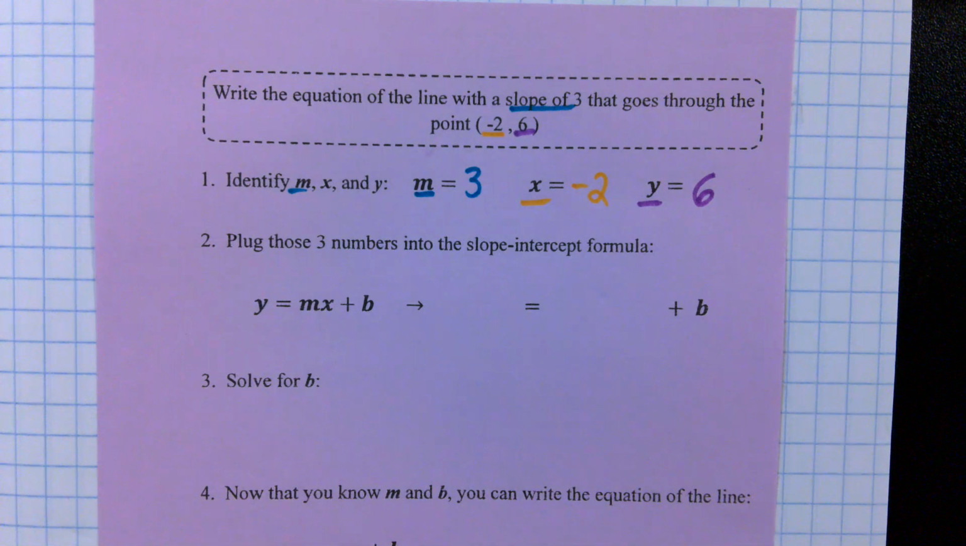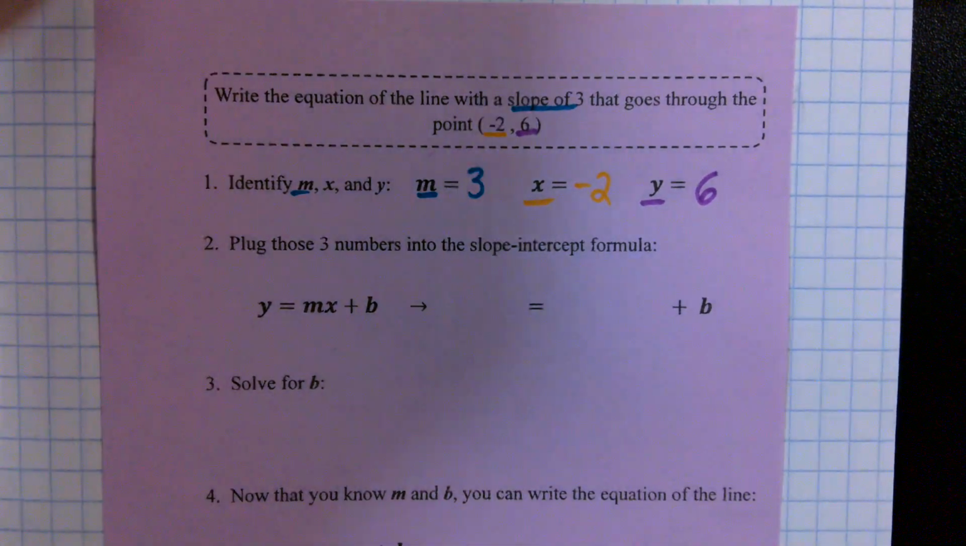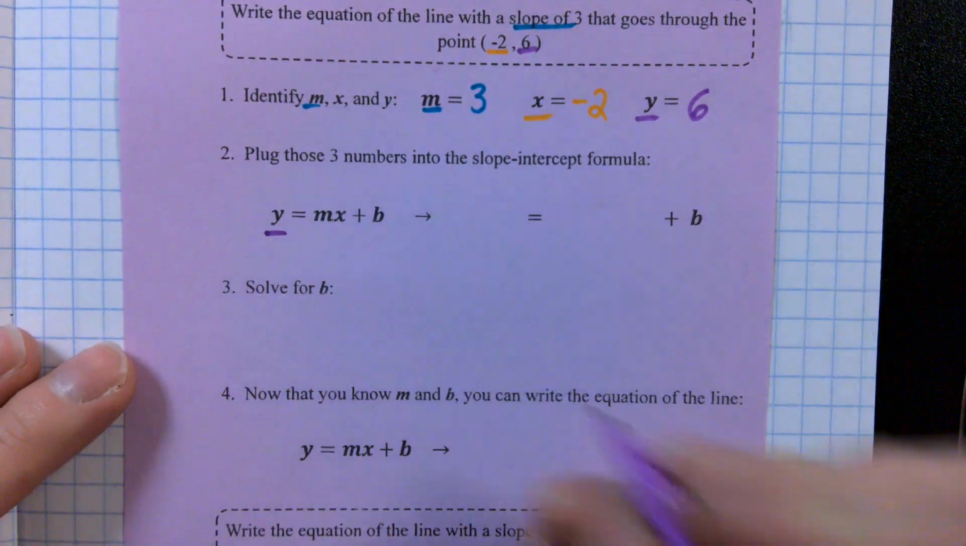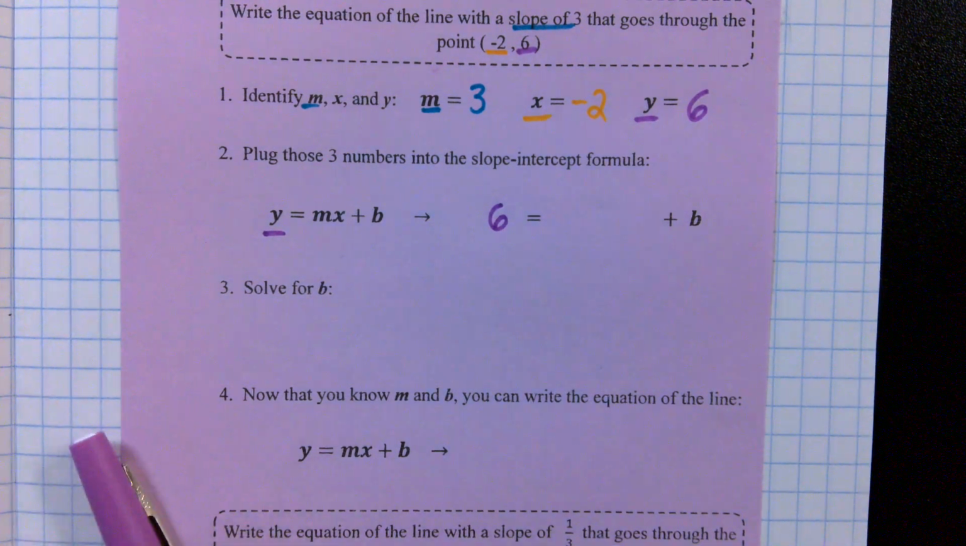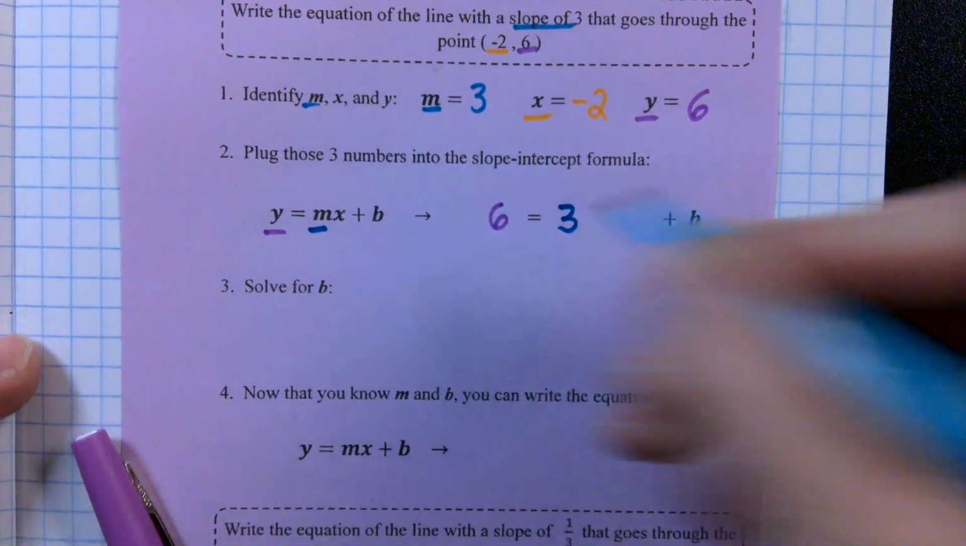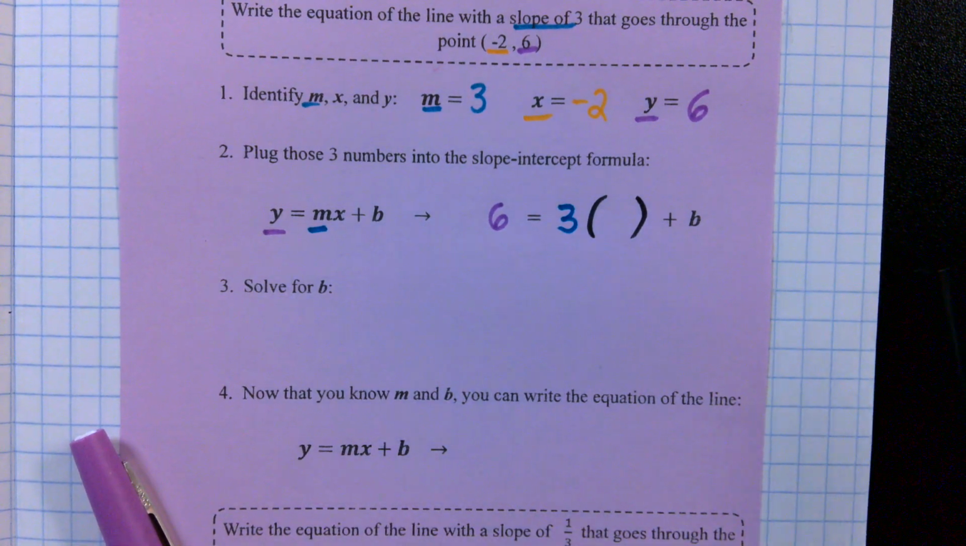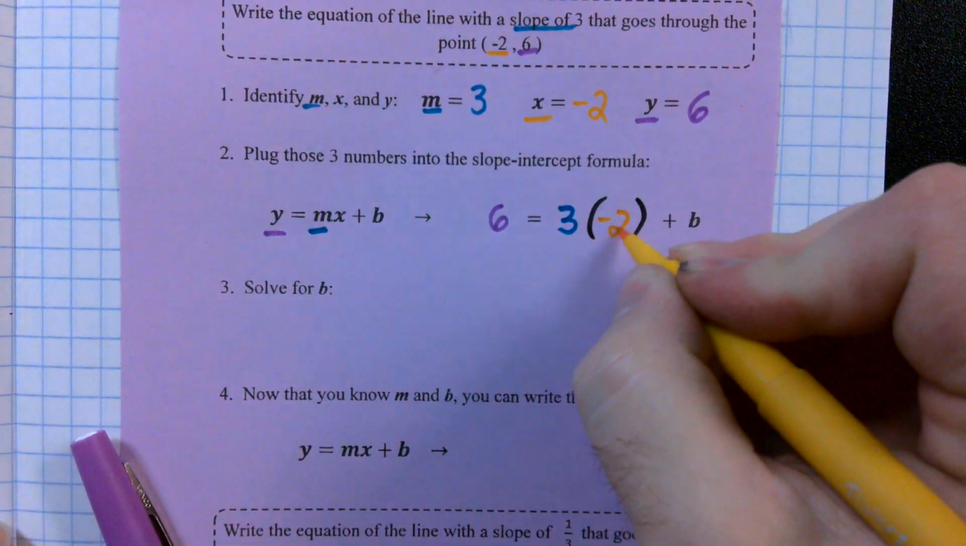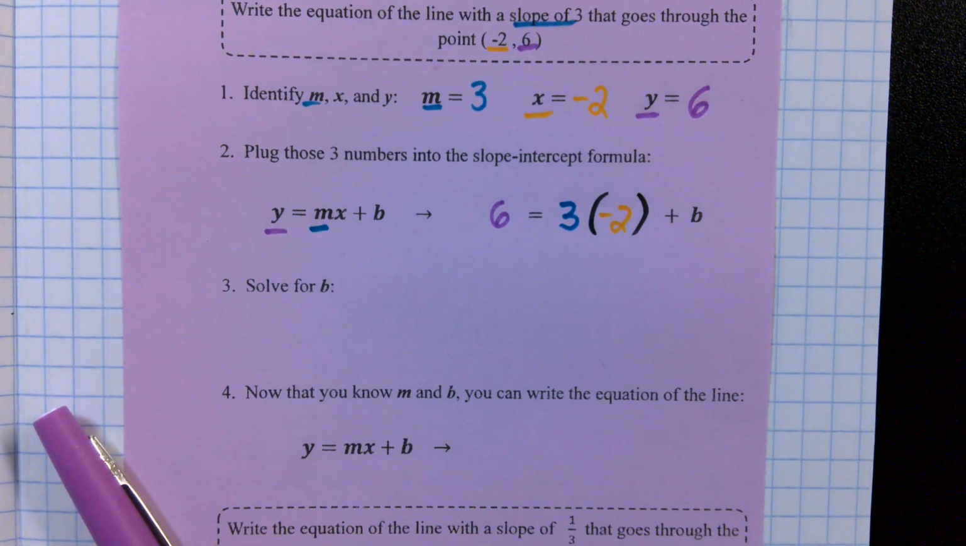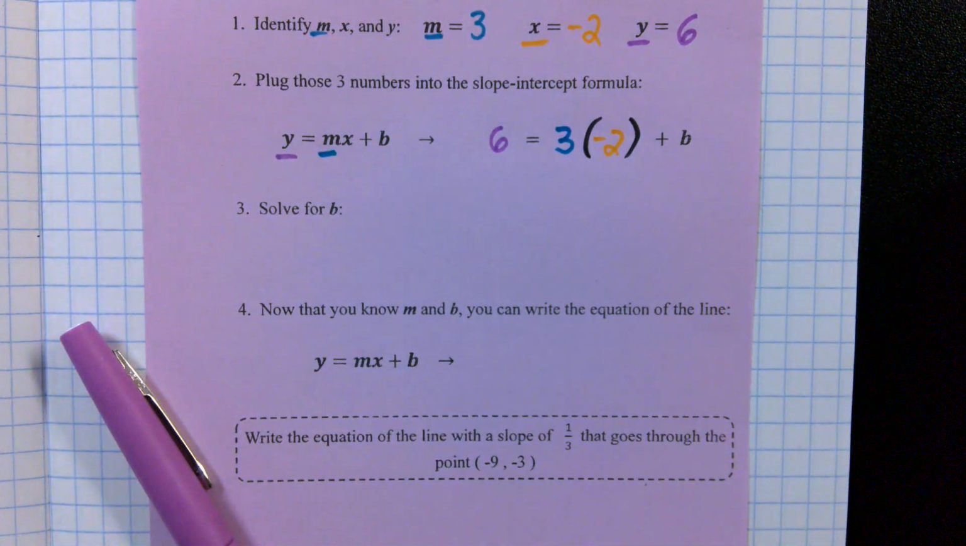Still the same thing. Nothing has changed. Now we're going to plug those 3 numbers in. Y is 6. M is 3. And x is going to go inside my parentheses. What was my x equal to again? -2. We got to be careful. Everybody with me so far? Yes.